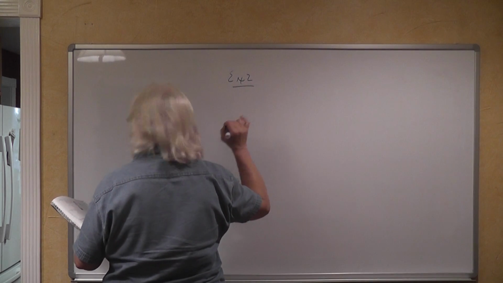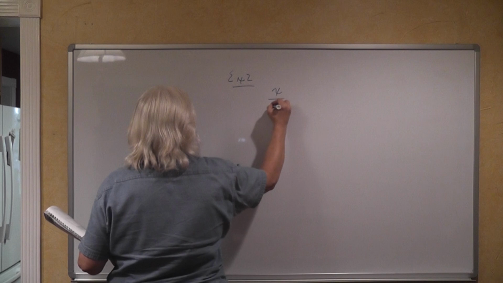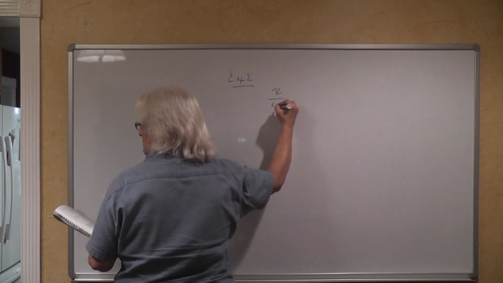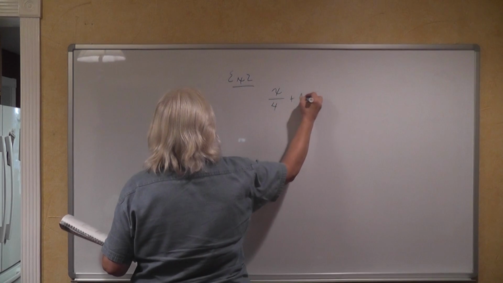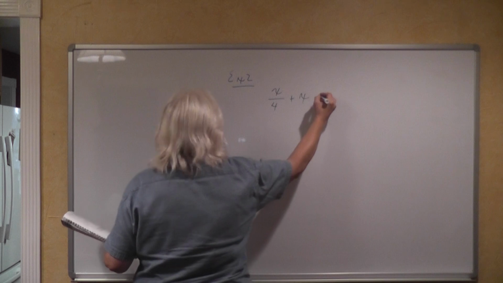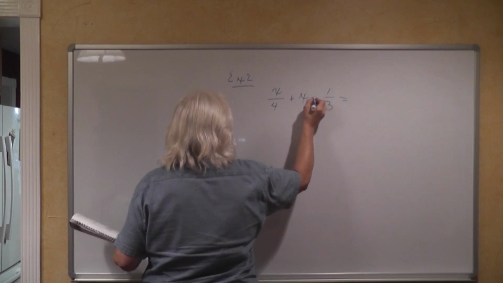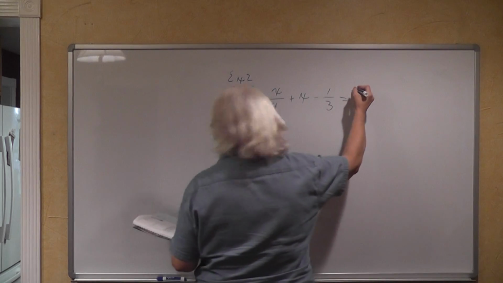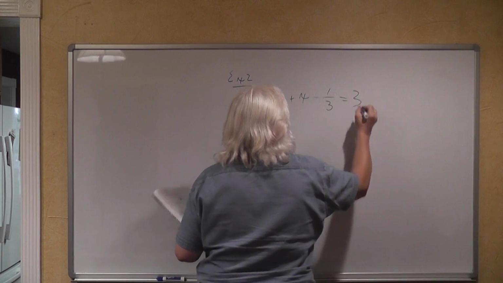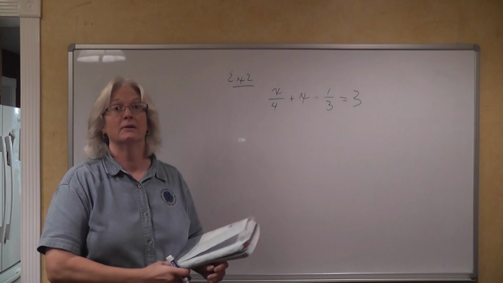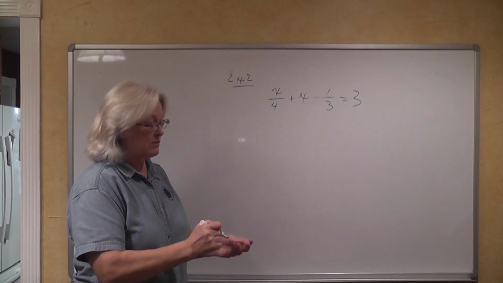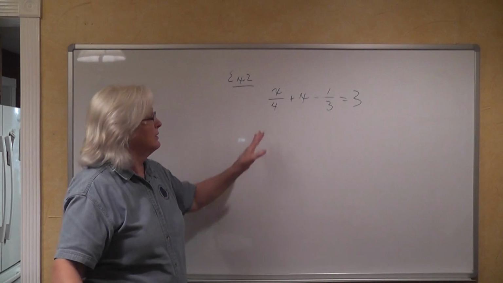Example 2 says solve x over 4 plus x minus 1/3 is equal to 3. Aha! Looks a little bit different now all of a sudden, doesn't it?